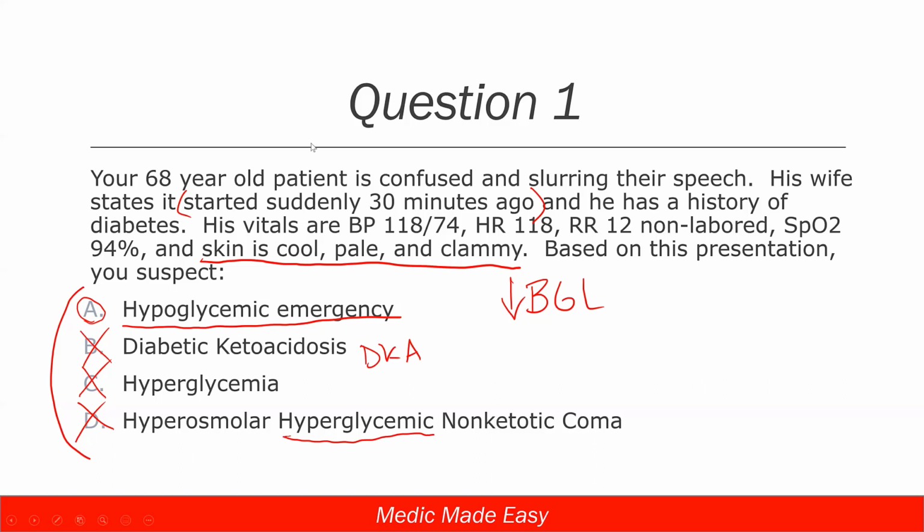So it's a good differential diagnosis question where they give you some vitals and some signs and symptoms and an onset timeline. And then they ask you, what do you suspect is going on with your patient? So it's being able to recognize the signs and symptoms that they're giving you that paint the picture of a low blood sugar problem for that patient. So a hypoglycemic emergency is what shows up here.